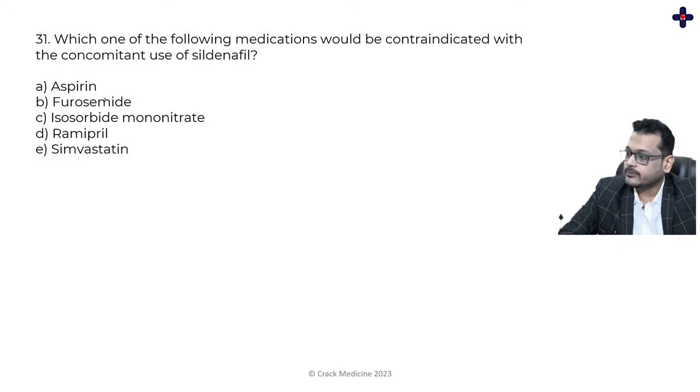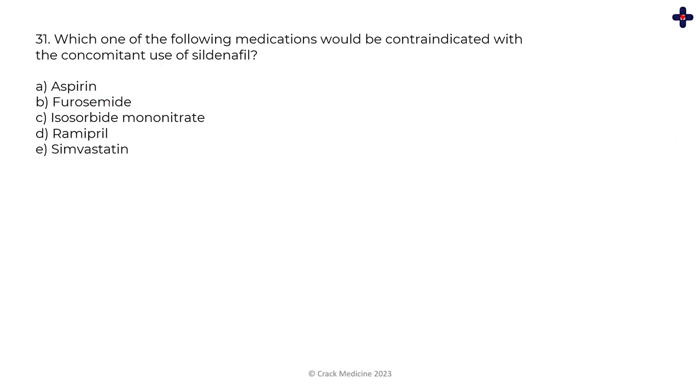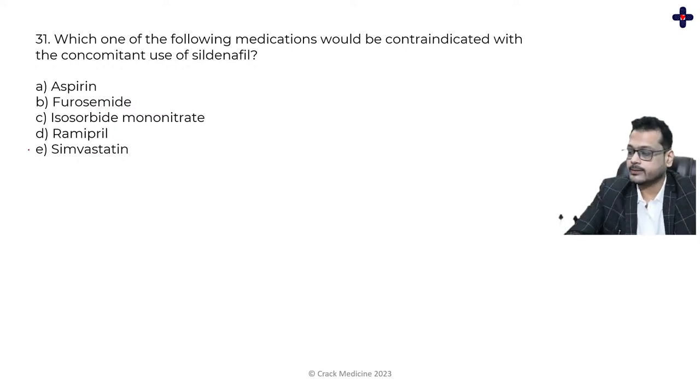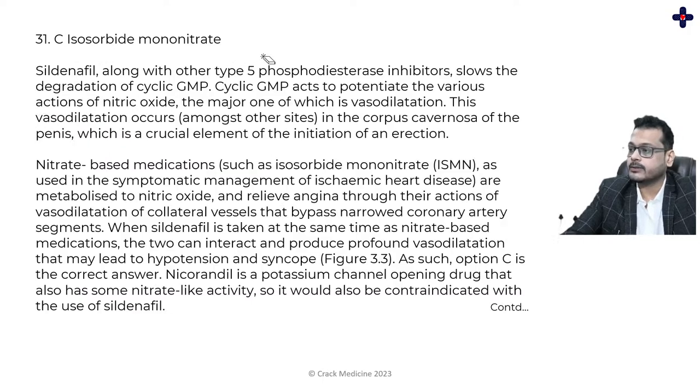Question number 31 for the evening, which of the following would be contraindicated along with the use of sildenafil? Come on, guys. I think you know this one. It is fairly simple. C, isosorbide mononitrate. You do not need to administer two drugs which have a similar mechanism of action, or both are vasodilators. Sildenafil is already your PDE5 inhibitor, phosphodiesterase 5 inhibitor. Now, if you give another drug which is also a vasodilator, like isosorbide mononitrate, you will be risking a very severe case of vasodilation, okay?